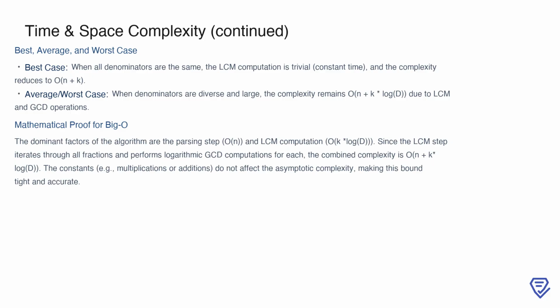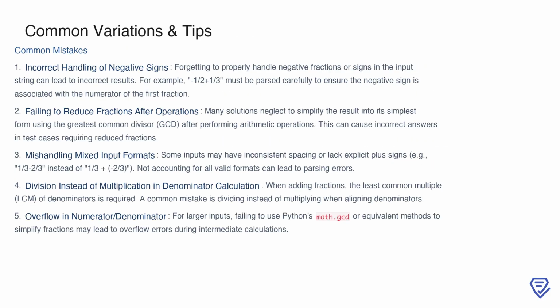tight and accurate. When solving fraction addition and subtraction problems, there are several common mistakes to watch out for. First, incorrect handling of negative signs is a frequent issue. For instance, in the expression -1/2 + 1/3, it's essential to associate the negative sign with the numerator of the first fraction during parsing. Misplacing it could lead to entirely wrong results. Next, failing to reduce the resulting fraction to its simplest form is another common error. After performing arithmetic operations, the result should be simplified using the greatest common divisor, or GCD, to ensure accuracy.